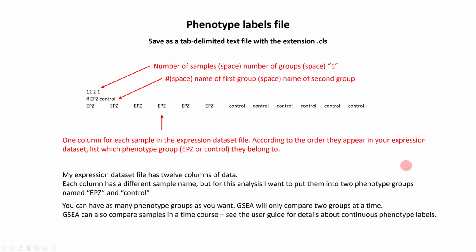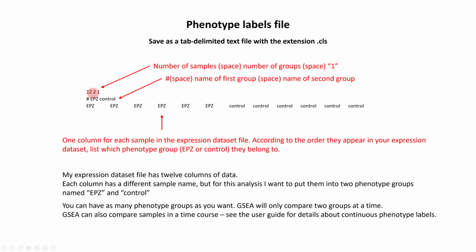The second file you'll need to prepare is the phenotype labels file. Again, you can prepare it in Excel and save it as a tab delimited text file, but this time the extension should be .cls. This file only has 3 rows. The first cell should contain 3 numbers. The first number is the number of samples that you had in that expression dataset that we were just looking at. If you remember, I had 12 samples, so I have 12.